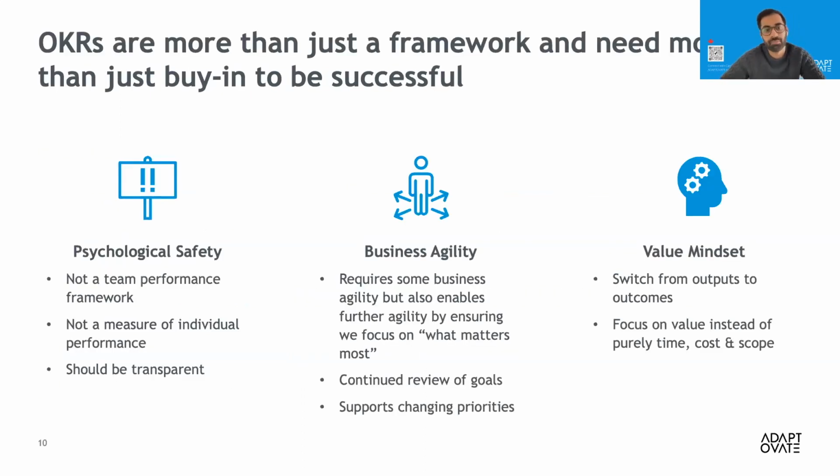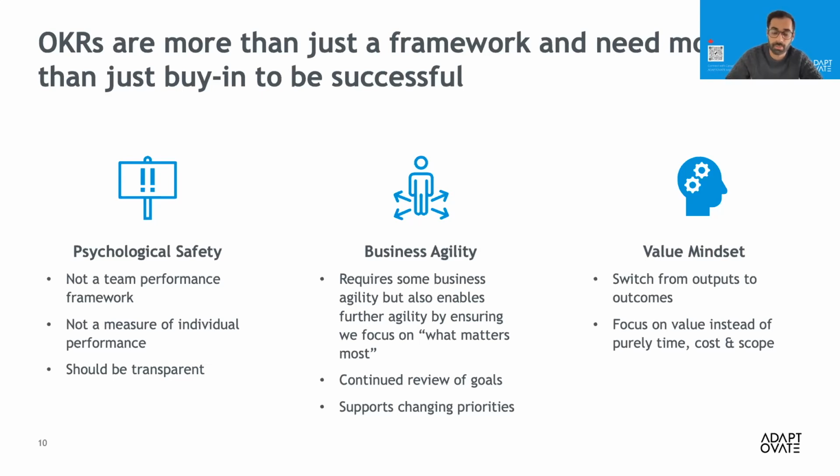Three main elements I will try to cover as quickly as possible as we get closer to the 15-minute mark. But these are very important. In order for an OKR to be successful, it has to be more than just a framework, and it has to have more than just organizational buy-in. The first element that needs to be present is psychological safety. OKRs are not meant to be performance frameworks. They're not meant to be a measure of individual performance, and they should be 100% transparent. If not, you're not going to write OKRs. You're basically going to be writing objectives or KPIs that you're looking to drive forward, and you always have to hit 100%. You're not going to be stretching. You're not going to be ambitious.